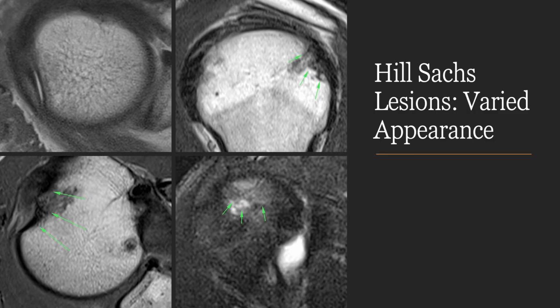While all this is happening on the glenoid side, the humeral side has a variety of lesions. You can see a flattening type Hill-Sachs lesion.